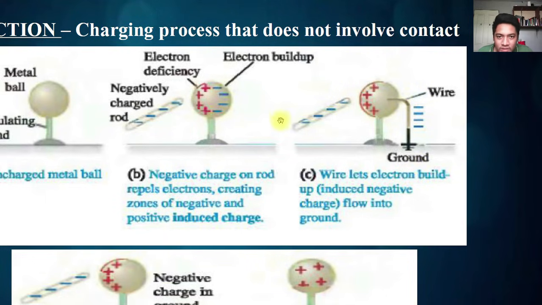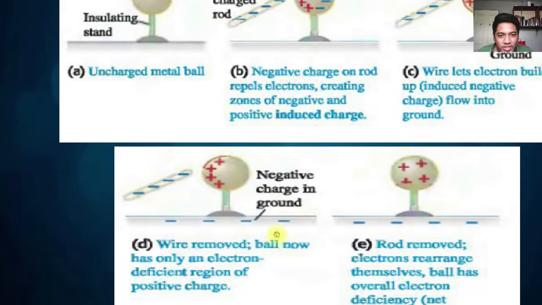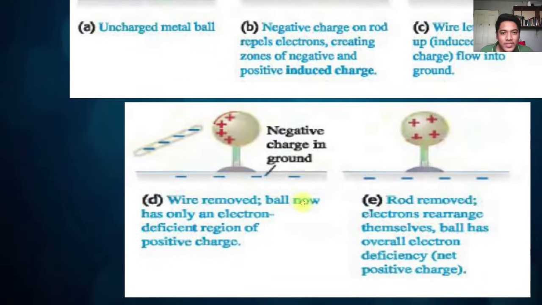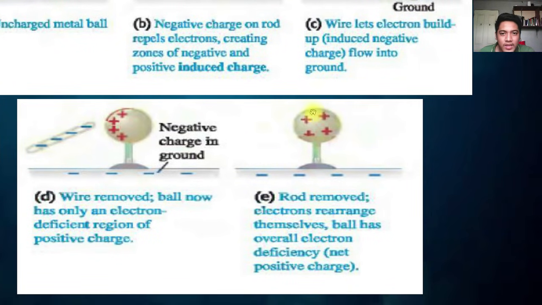Because the negative charges want to go as far away as possible from this negatively charged rod, the negative charge is now in the ground after we remove the wire. So we are left with positive charges here, and we still have the negatively charged rod here. If we now remove the negatively charged rod, it turns out that this metal ball will be left with only positive charges.